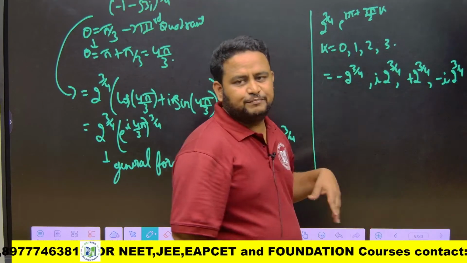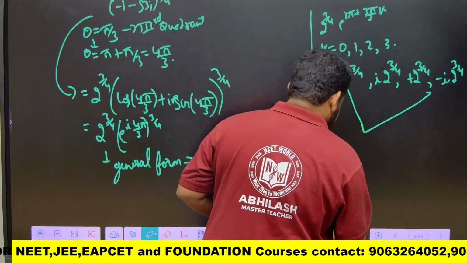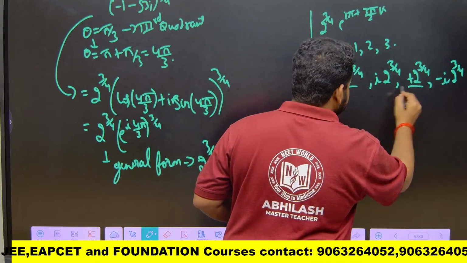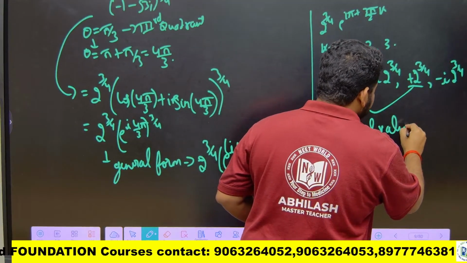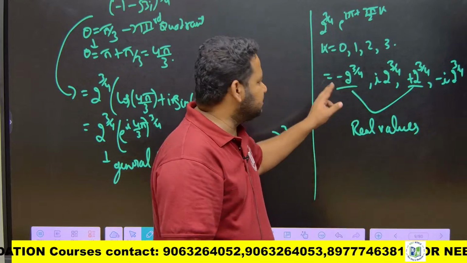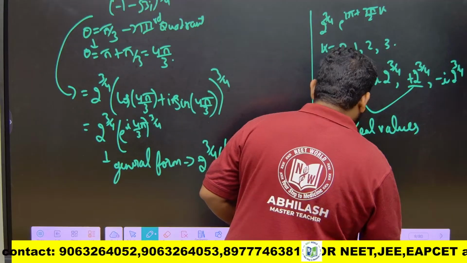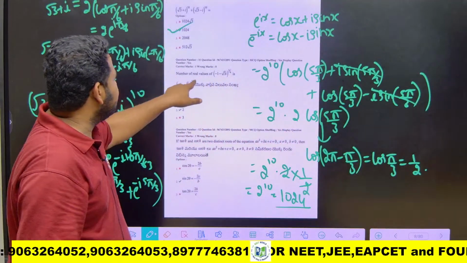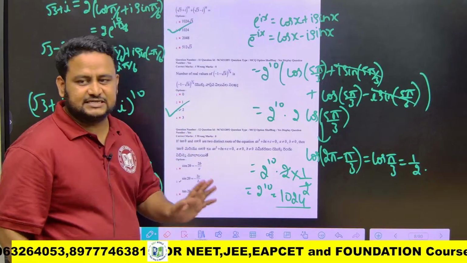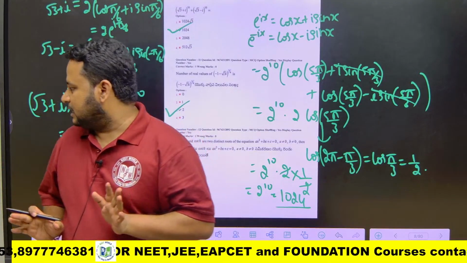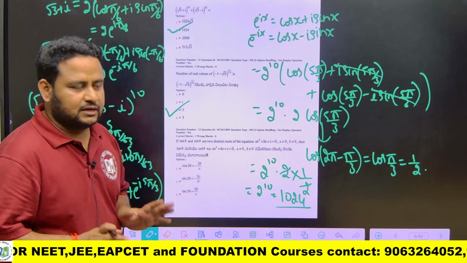Out of this, how many are real values? This one and also this one, they are real values. So the number of real values is 2. They are asking for the number of real values, so that is option 3, the answer is 2. I hope it is clear, friends. Let us move to the next question.